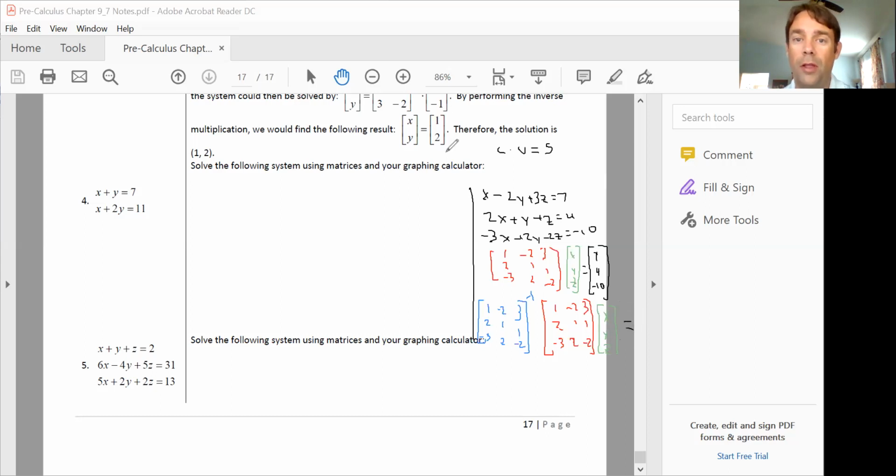And when I multiply the inverse matrix on one side, I'm going to multiply it by the other side. So I get my 1, 2, -3. I get -2, 1, and 2. And then I get 3, 1, and -2.